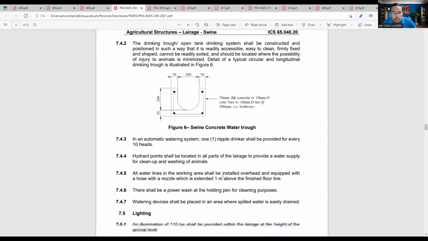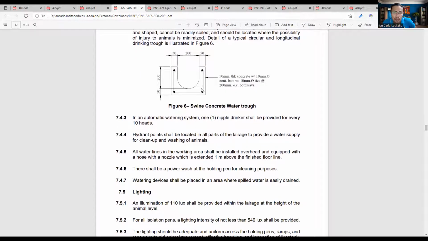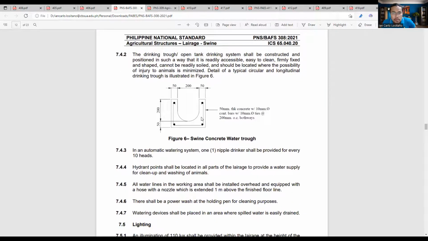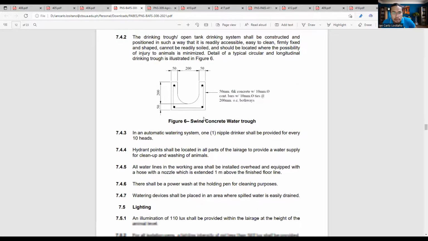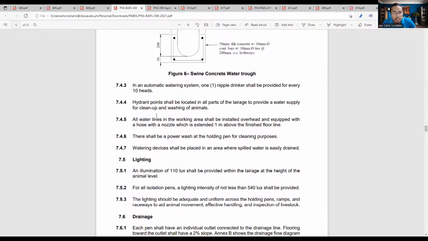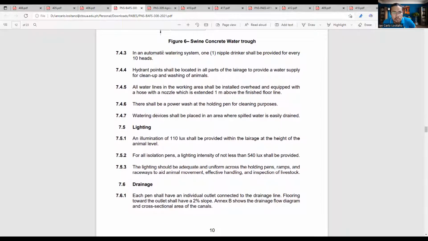This is the water trough as designed and recommended. Okay. In an automatic watering system, a nipple drinker shall be provided for every 10 heads. Okay, they're going to share one nipple drinker.